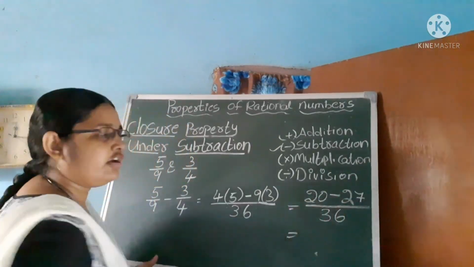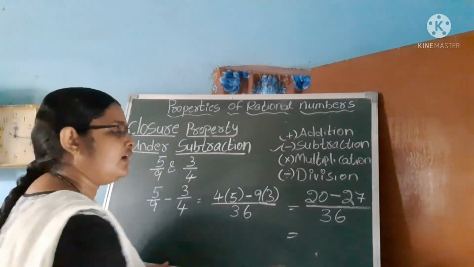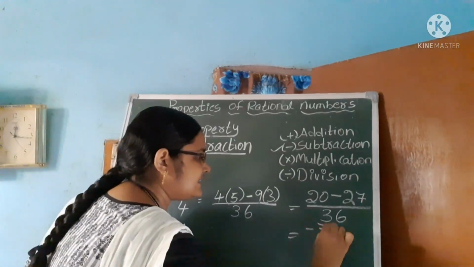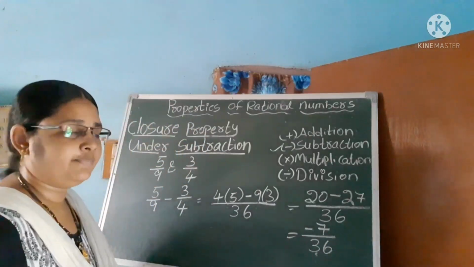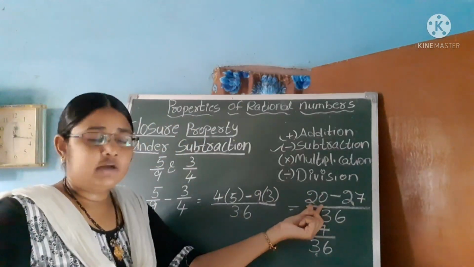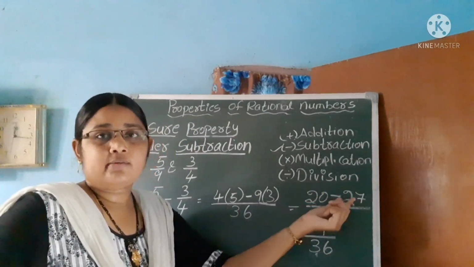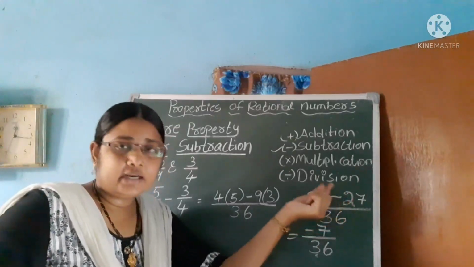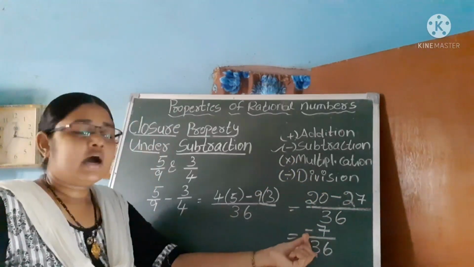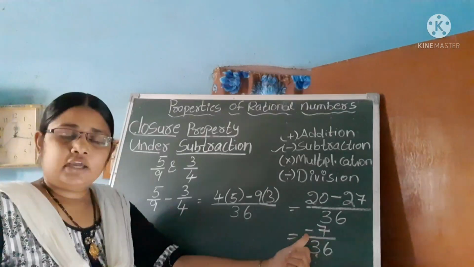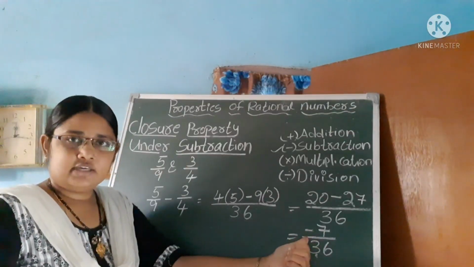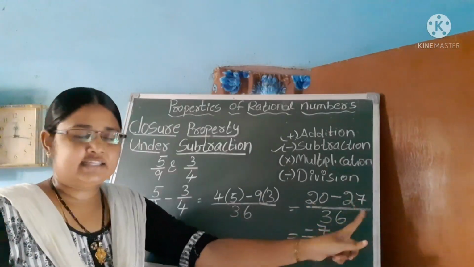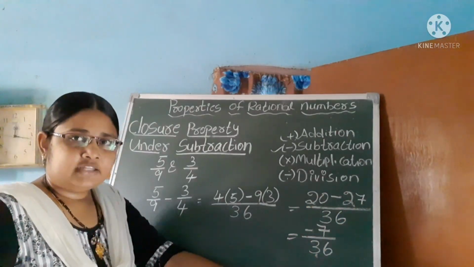So here what is the value of 20 minus 27? Very good, minus 7 by 36. Did you understand? When we subtract a bigger number from a smaller number, we apply the symbol that is in front of the bigger number. In your earlier classes, like 4th and 5th classes, we learned this thing. Is it clear? So 20 minus 27 is minus 7 by 36.